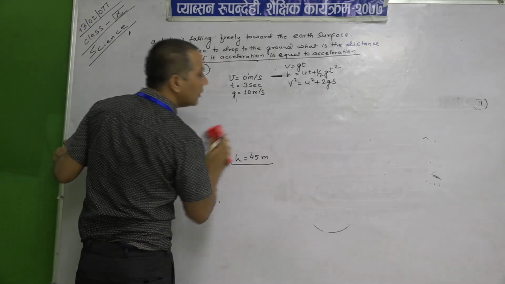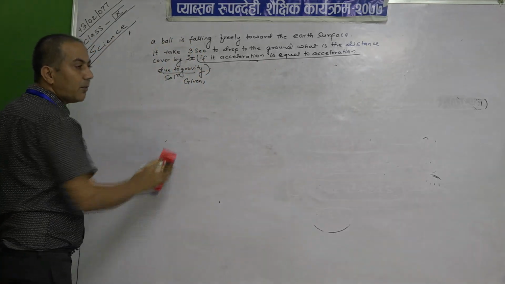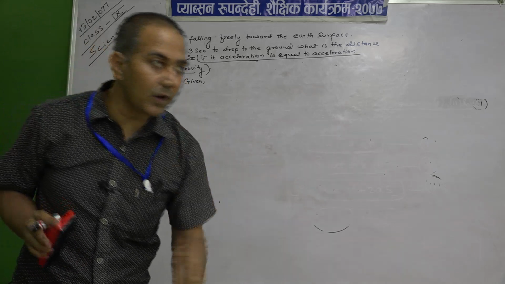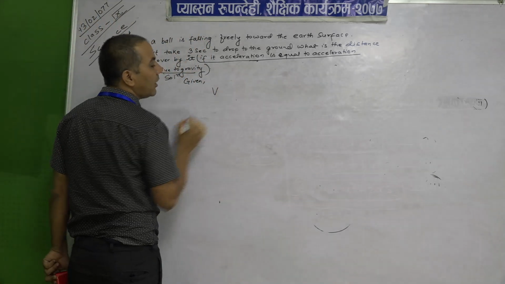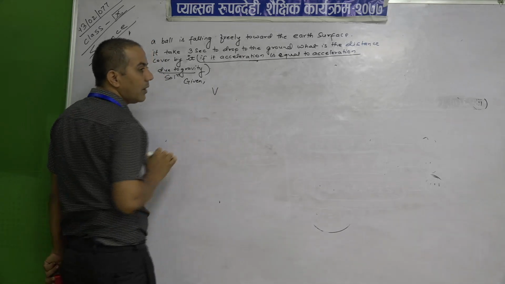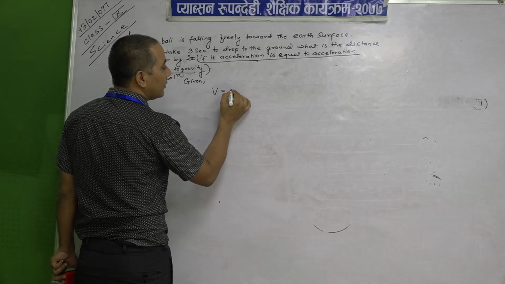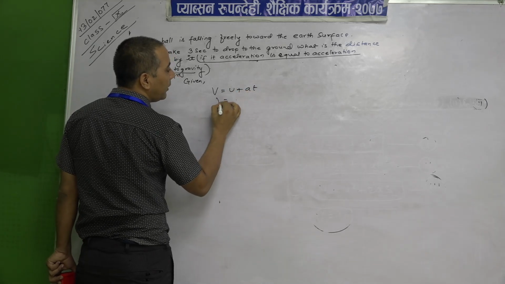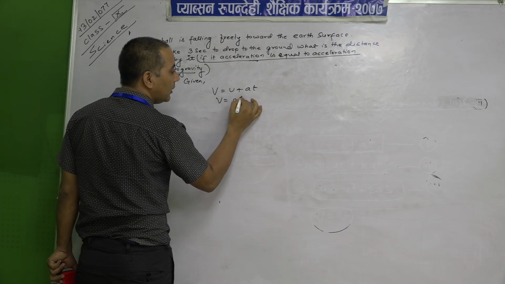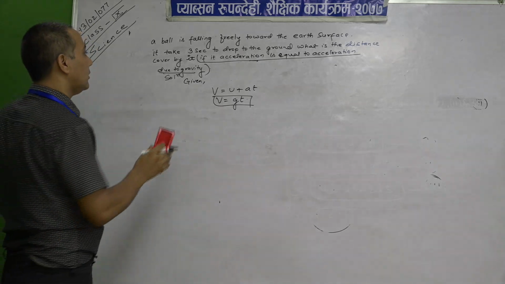This is for which type of object? That is freely falling object. So, if we have to find out velocity, then which formula will we use? That is v equals u plus a t, or v equals g t. Okay, we can find out the velocity also.